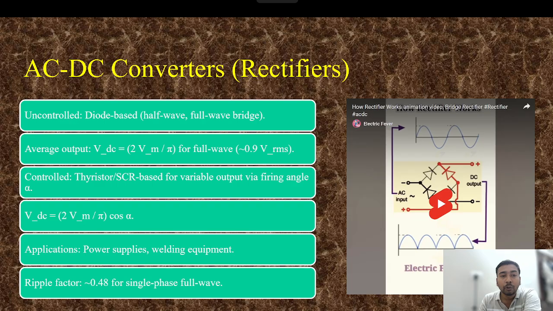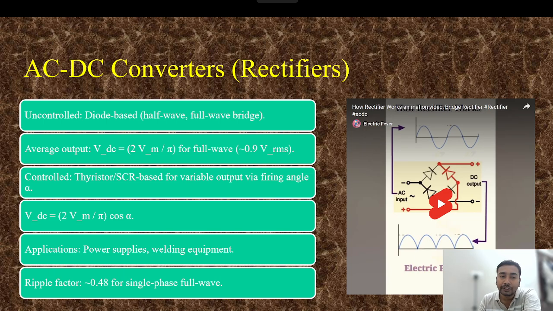Whereas in a controlled rectifier that is using a thyristor, the average output voltage is given by VDC equal to 2 Vm by pi cos alpha. And here you will get control on the output voltage. Control means you are getting the desired output voltage. If you want to change the output voltage for the same AC voltage applied, then you can change it by controlling this alpha, called the firing angle.